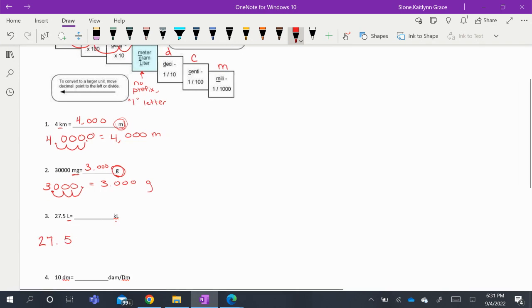And you can also put zeros at the front as well. You can put zeros at the front, and you can put zeros at the back. So we're going to go 3 times to the left. So 1, 2, 3 times. So there's my new decimal. So that is equal to 0.0275. And that is your answer.